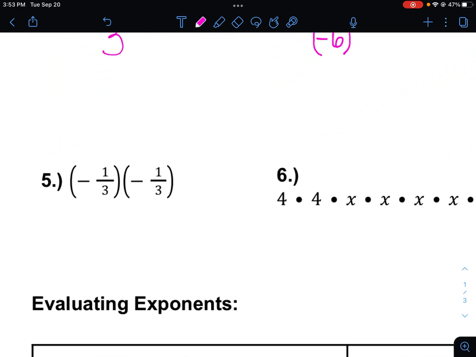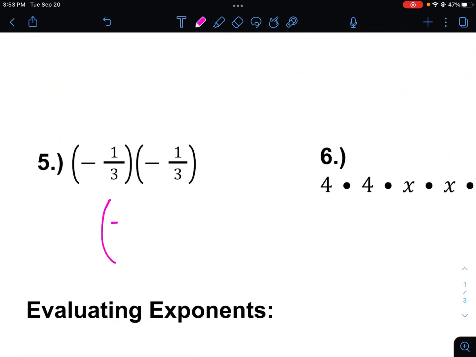When we have negatives, again, even if it's a fraction, we definitely need to include those inside the parentheses if that is the way it is written around the original expanded form of the problem. So this is to the 2nd.